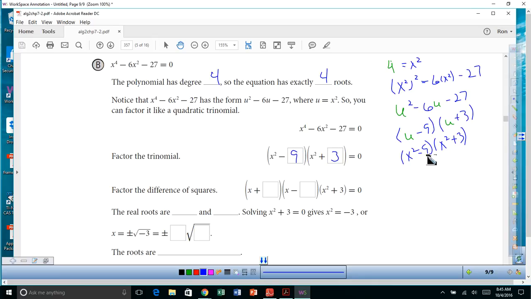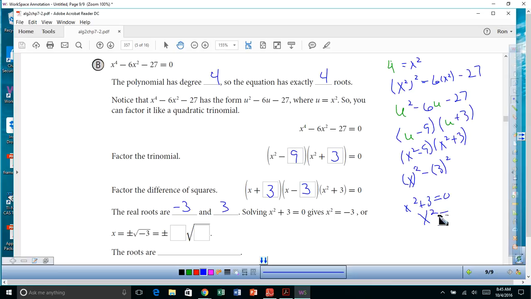Now, x squared minus 9, that's a difference of perfect squares. So you have x squared minus 3 squared. It's going to give you x plus 3 times x minus 3 times x squared plus 3 equals 0. The real roots are going to be negative 3 and 3. Solving x squared plus 3 equals 0, subtract 3 from both sides, that gives you x squared equals negative 3.